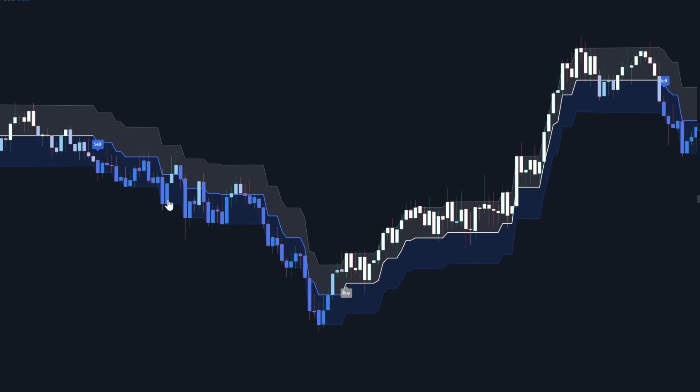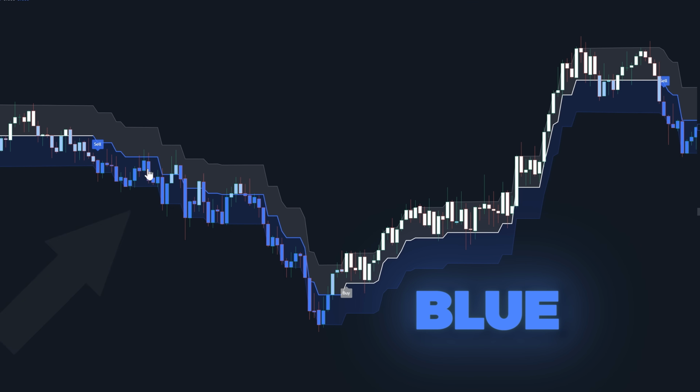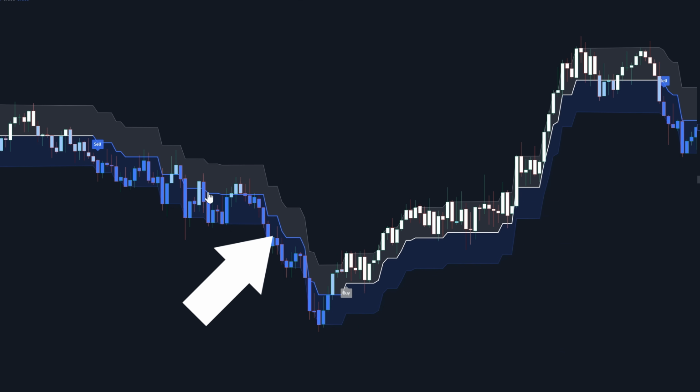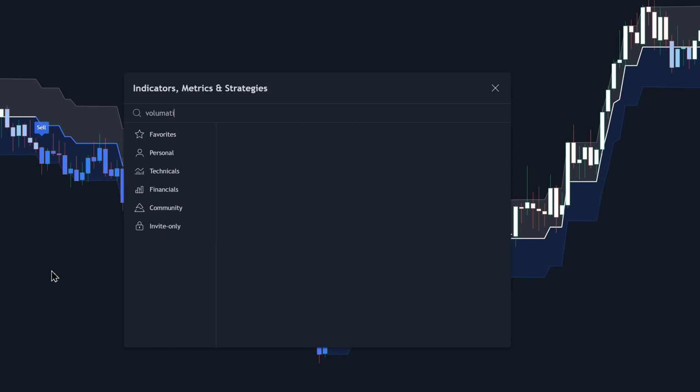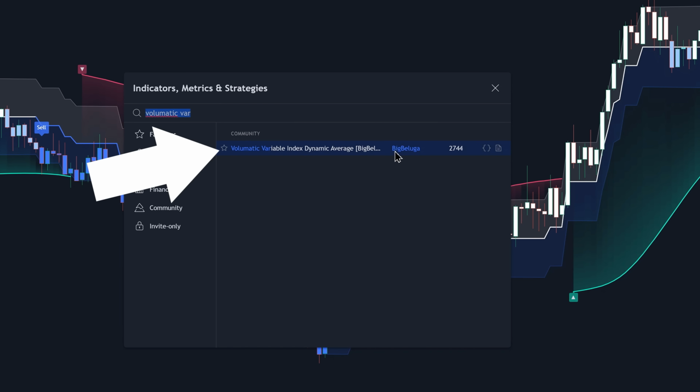Conversely, if the candles are colored blue with the price trading below the range filter and headed downwards, then that is going to be a bearish trend. But in order to take advantage of these buy and sell signals, we need to add an indicator known as the Volumetric Variable Index Dynamic Average, or the VIDIA indicator. This one by Big Beluga.